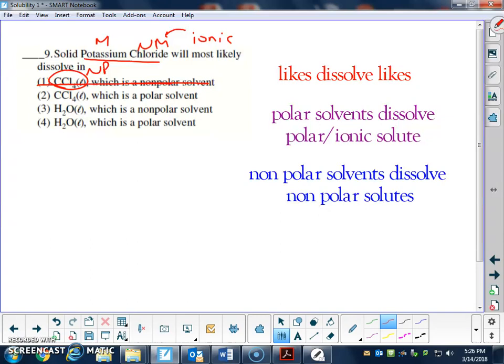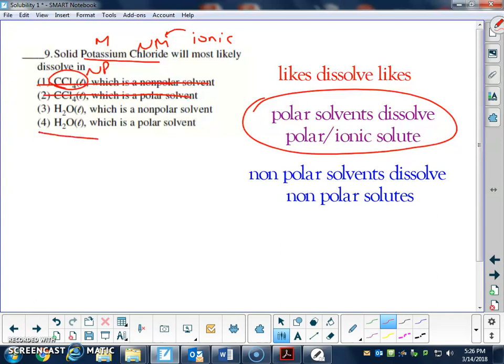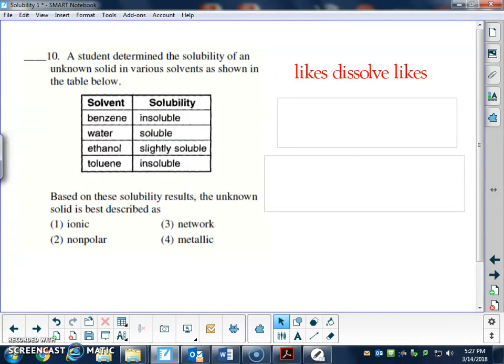The ionic compound, we're looking for something here. We're looking for a polar solvent. CCl4, again, even though they say it's a polar solvent, it isn't. Just saying so doesn't make it so. But water, we've learned, water is a polar solvent. So water, being the polar solvent, will dissolve the ionic substance, potassium chloride. So like I just said, number 9.